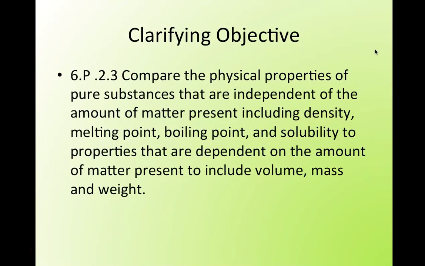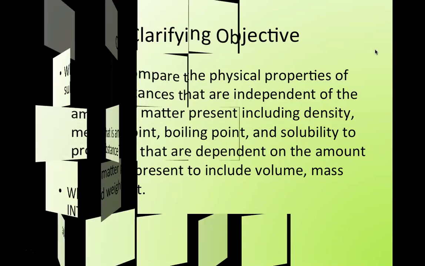The clarifying objective is going to change. So our clarifying objective is going to be to compare the physical properties of pure substances that are independent of the amount of matter present, including density, melting point, boiling point, and solubility. So those properties that do not matter how much of that substance you have. And we're going to compare those to the properties that are dependent on the amount of matter present, to include volume, mass, and weight. So those properties that depend on how much of a substance you have.